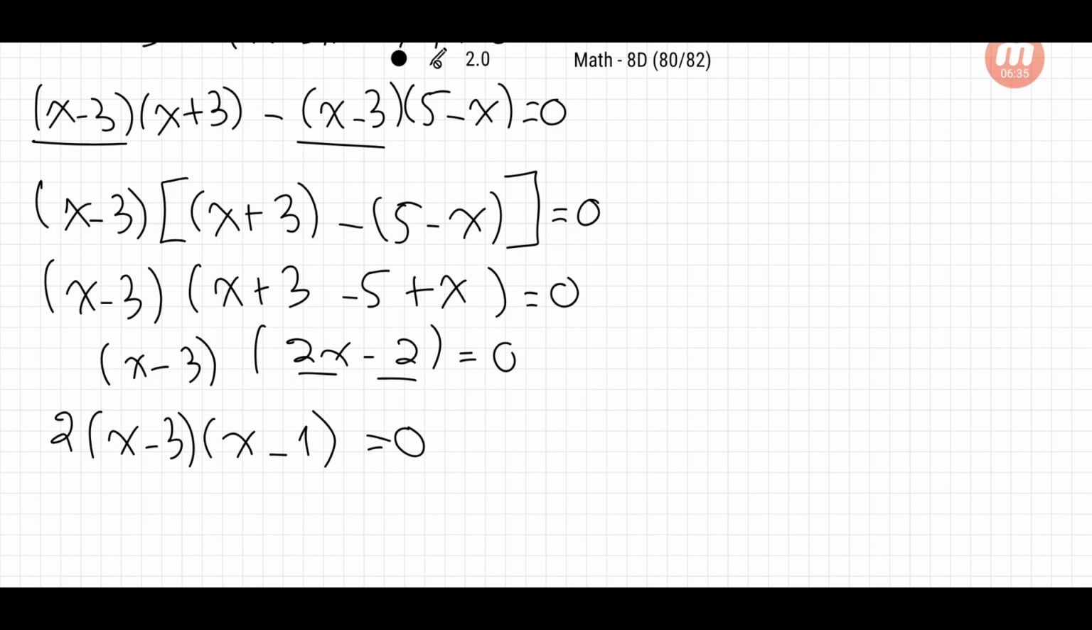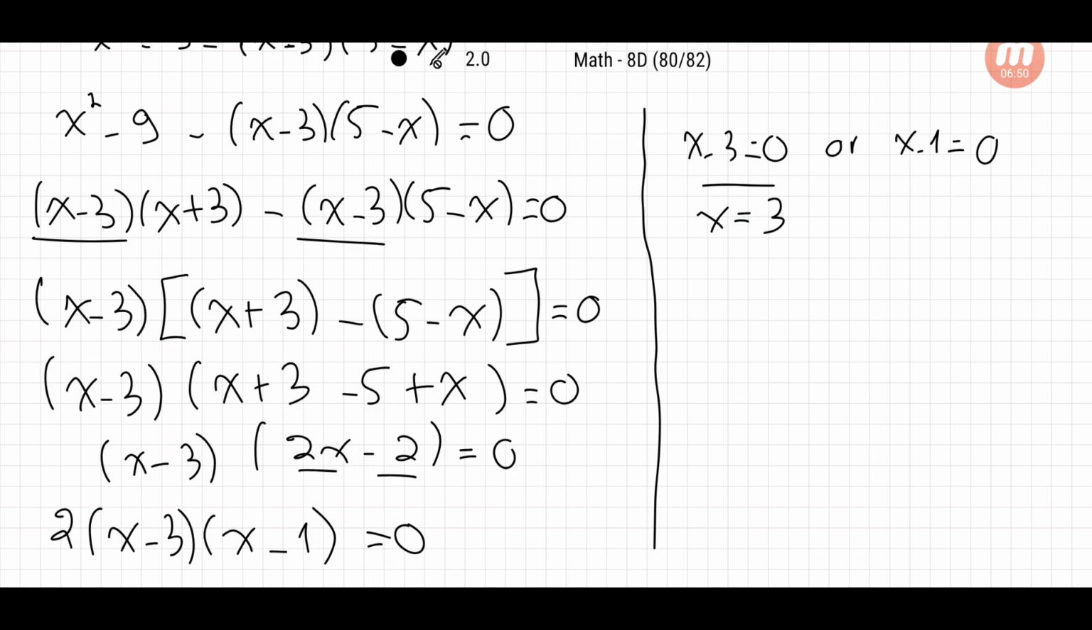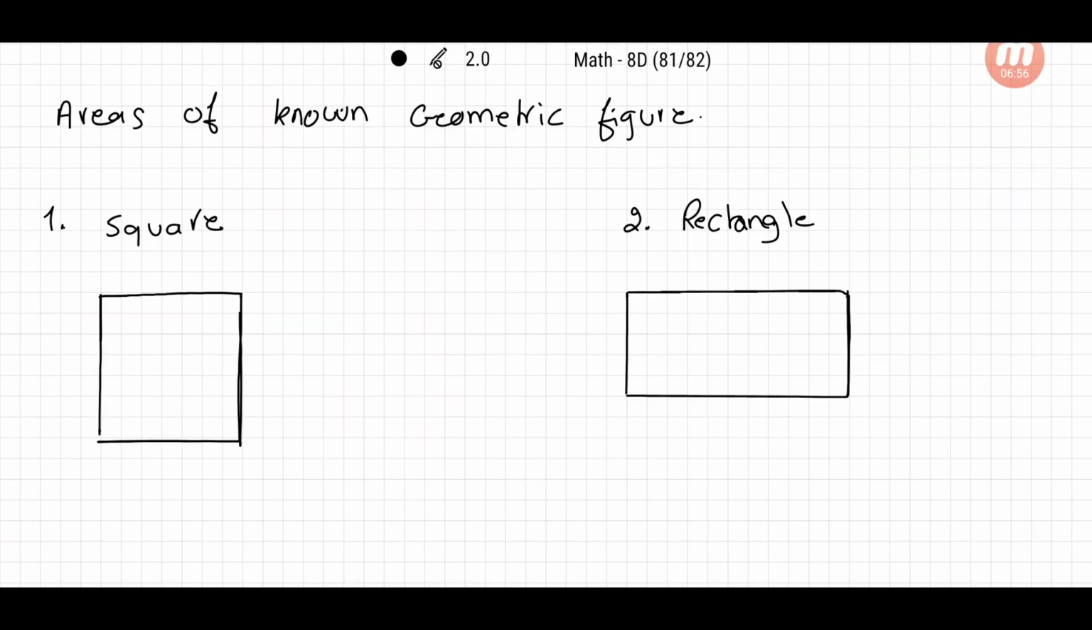Now equal to 0, I solve this equal to 0 and this equal to 0, so x - 3 equal to 0, or x - 1 equal to 0, so x equal to 3 or x equals 1, and I'm done. Now guys, I'm going to continue the chapter.